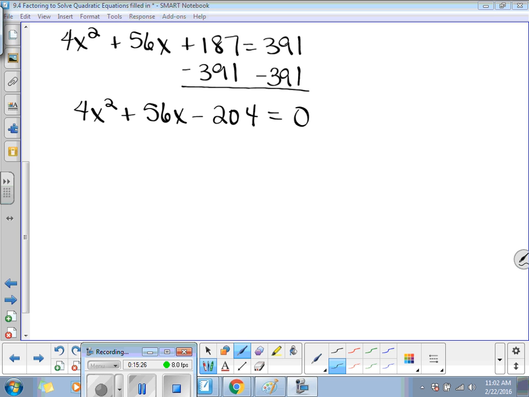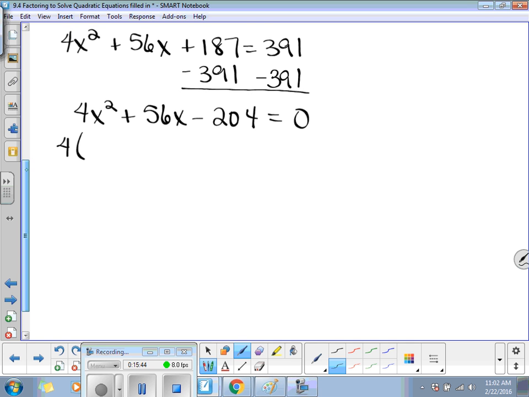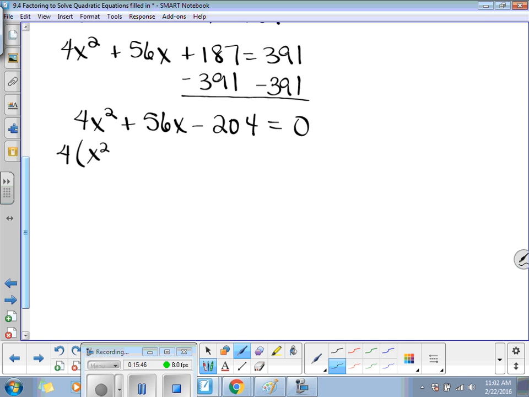When I factor this, the first thing I want to see is, can I take anything out of here to make my numbers a little smaller? I can divide by 4. Very good. So I'm going to factor out a 4, and I'll end up with x squared plus 14x minus 51 is equal to 0. And so now, because the coefficient in front of the first term is 1, we're going to use our x method.